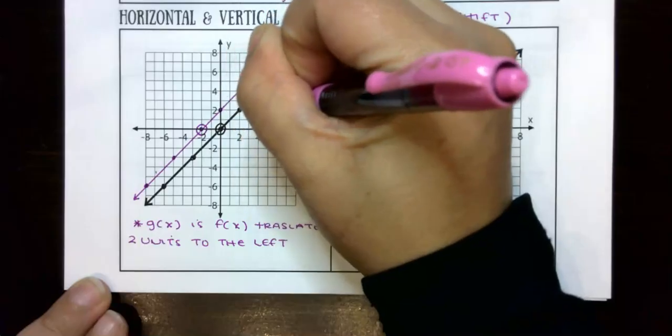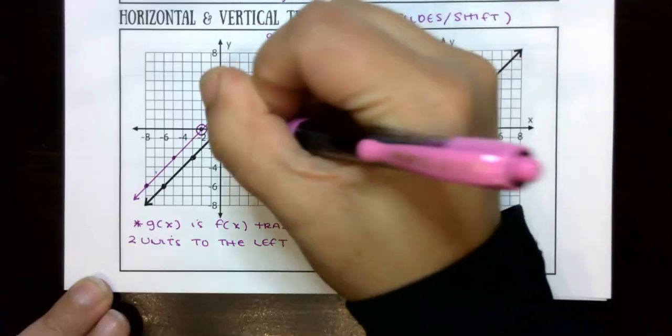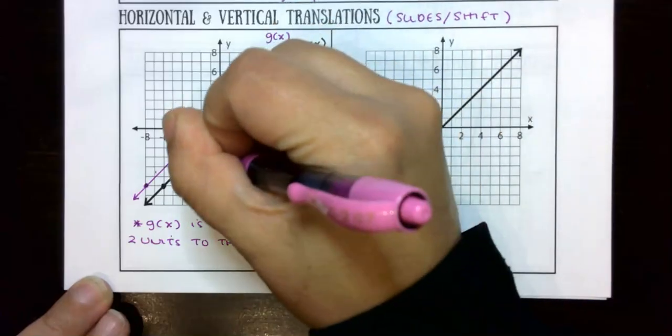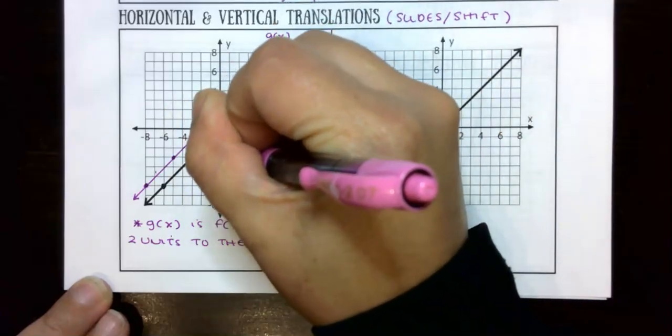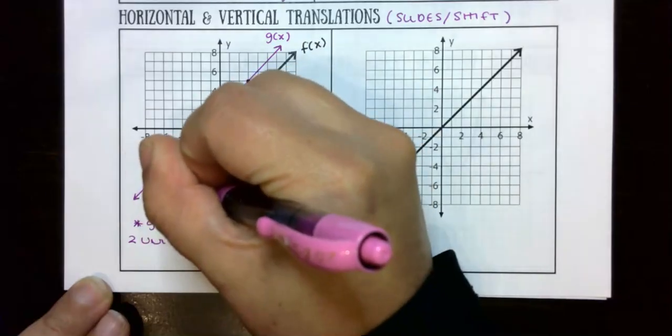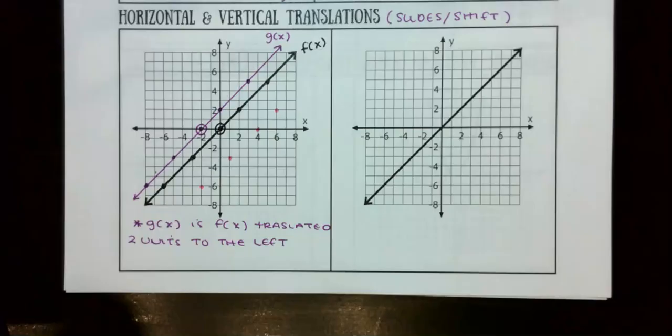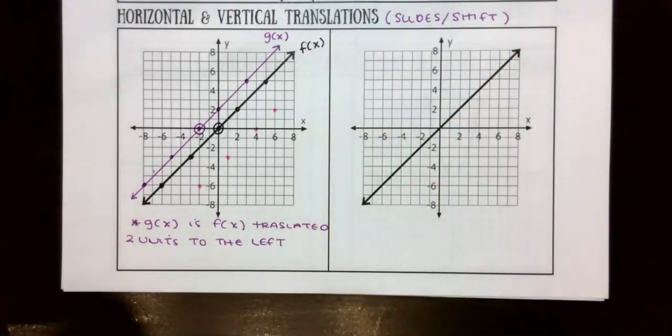1, 2, 3, 4. Last one: 1, 2, 3, and 4. Notice I have created a whole separate line. Let's go ahead and connect those dots. We are actually going to give it a different name because it is different than g of x and f of x. So we're going to call this one h of x.